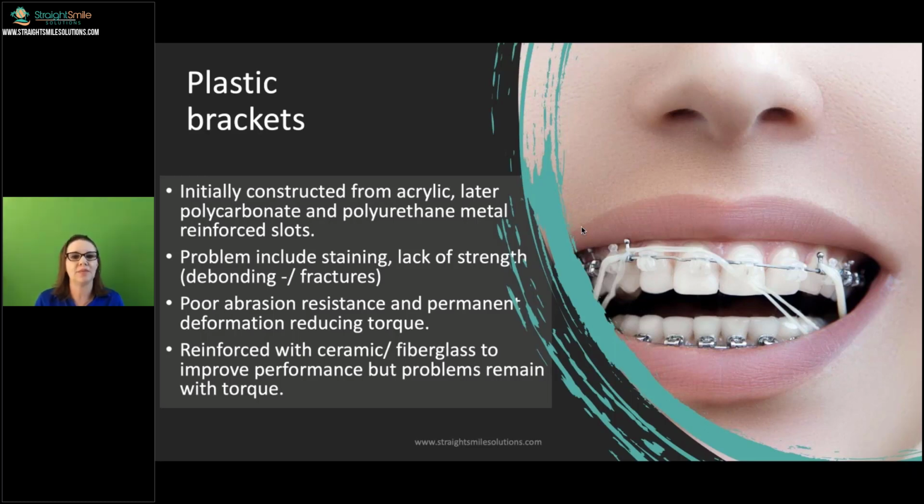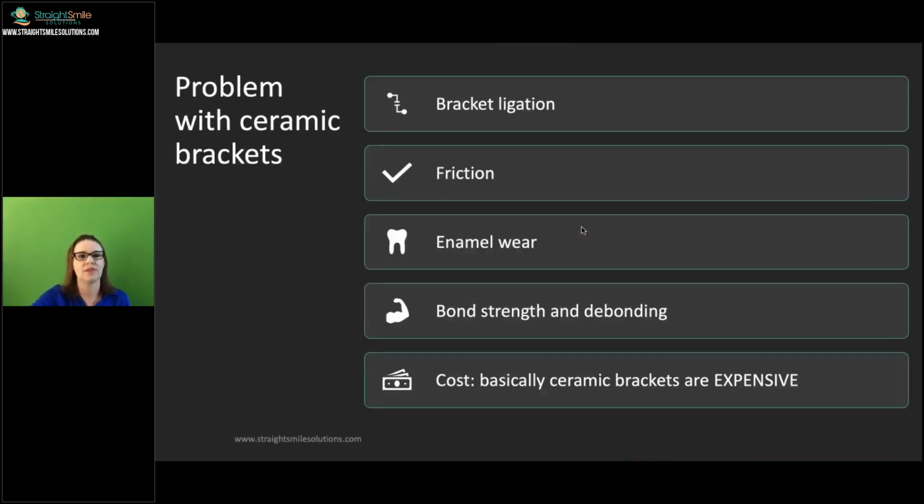So again, I kind of talked about plastic brackets. I'm not a fan. I just find that it doesn't express the full prescription that well. They stain, they just don't look that good. They just don't perform to me to the level of a ceramic.